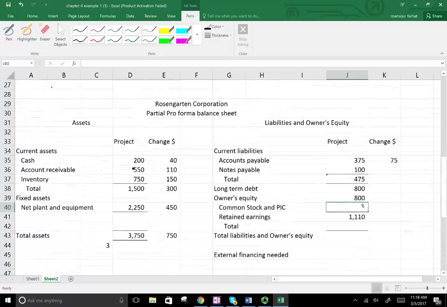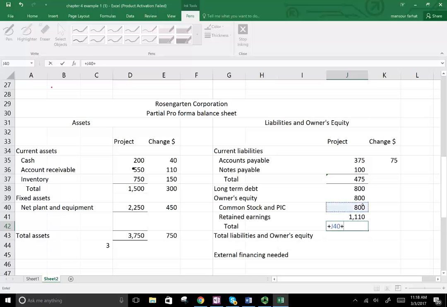Okay, so common stock is 800. Now we can find total equity. Total equity is 1,910. If we take current liabilities plus long-term liabilities plus equity, which is 1,910, this should give me 3,185. Okay, now let's make sure we understand that the only thing that changed is retained earnings, which increased by 110, and the others here did not change.